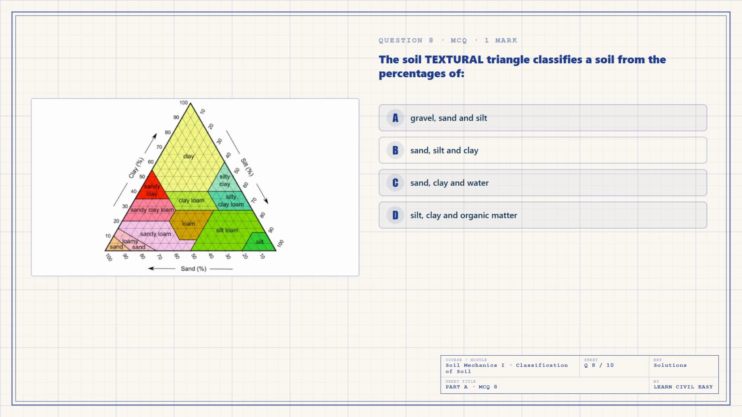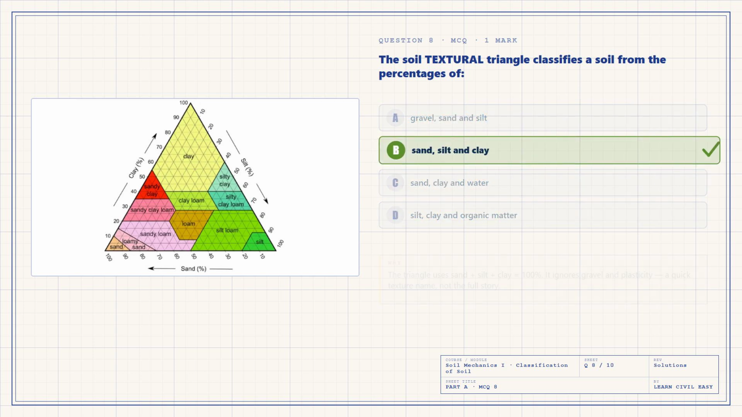Question 8. The textural triangle uses the percentages of sand, silt and clay, option B, which always add up to 100%. Remember, it ignores gravel and plasticity, so it gives a quick texture name, not the full engineering picture.